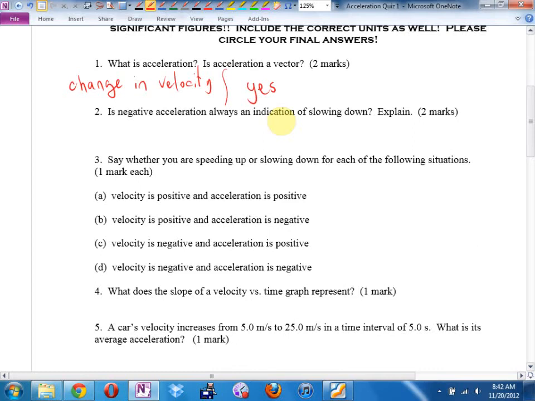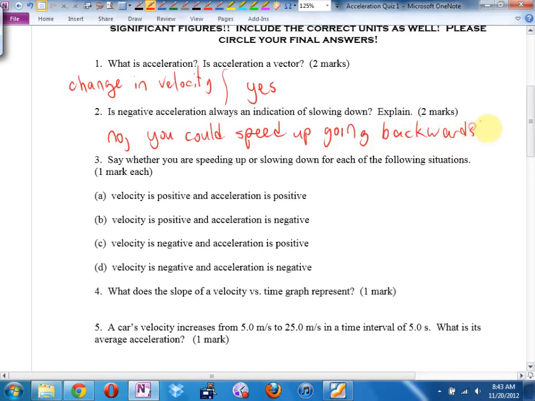Okay. It's a convoluted explanation, then I'll leave it alone. So we said no, you could speed up going backwards.